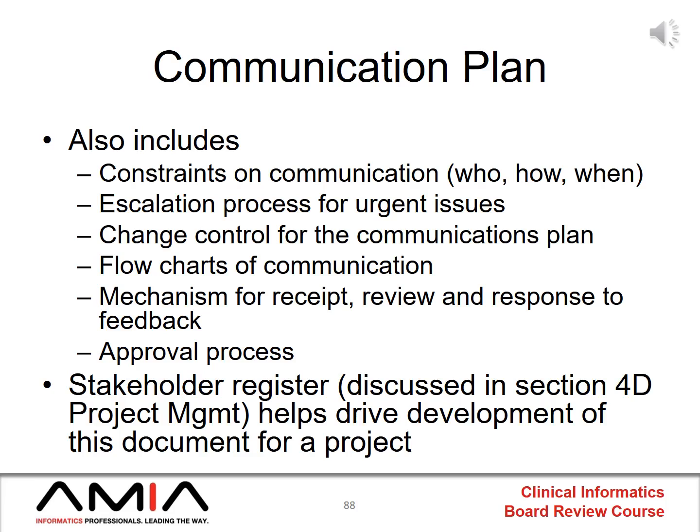It also needs to include the escalation process for urgent issues, change control for the communications plan itself, flowcharts of communication, again, because these are visual representations that really help give people a quick overview as to how information is supposed to flow, and the mechanism for receipt, review, and response to feedback from that communication. If certain communications have to be approved before they can be sent out, then that approval process needs to be described. A stakeholder register can really help drive the development of a communication plan, and we will cover stakeholder registers in section 4D of this course.